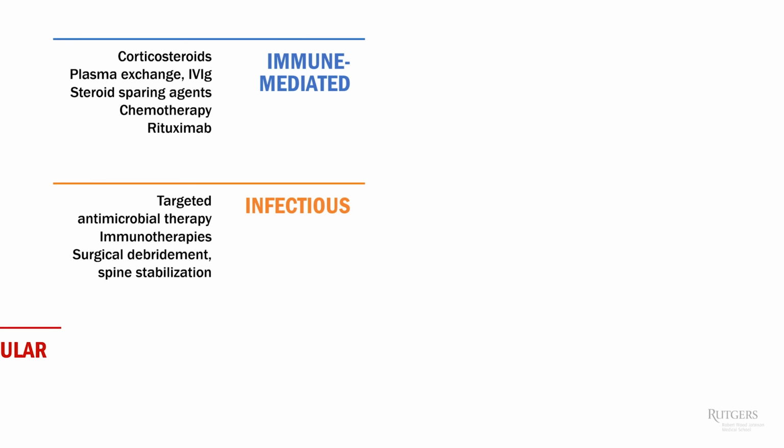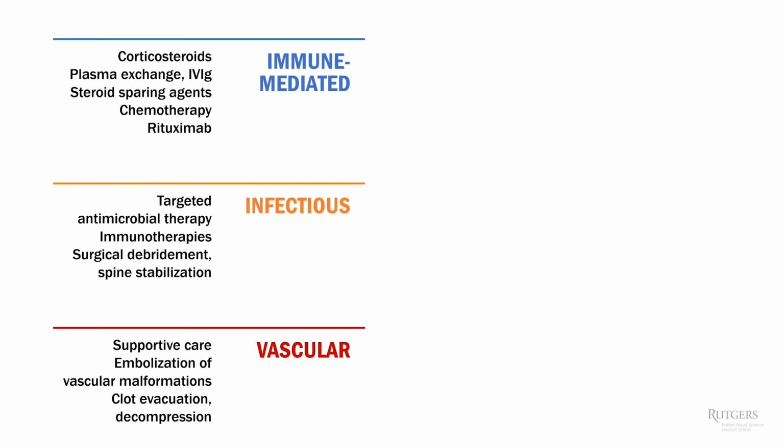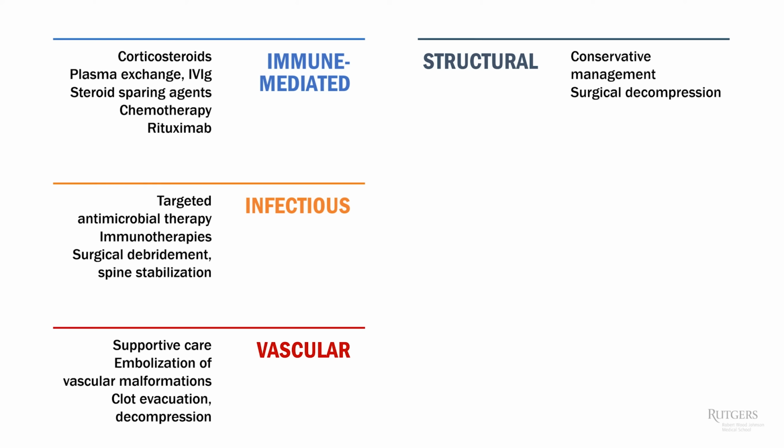For vascular causes, it's mostly supportive care for stroke. If there is a vascular malformation, it can be embolized and shut down. And for epidural hematomas, evacuation and decompression. Remember epidural hematomas. For structural cord compression, the first line of treatment is conservative. Soft collar, NSAIDs for pain, gabapentin, pregabalin, nortriptyline, and duloxetine for neuropathic pain, muscle relaxants, physical therapy, and when patients develop neurological deficits or have intractable pain, we move on to surgical management and decompression.